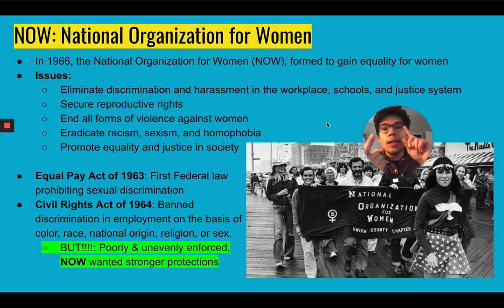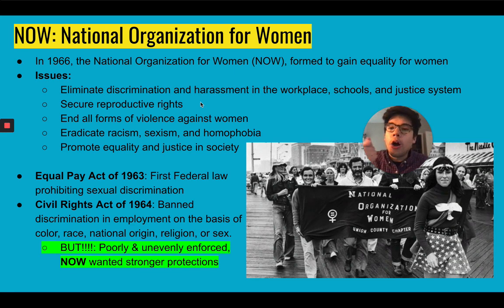Well, they want to eliminate discrimination and harassment, basically everywhere. In the workplace, women are facing harassment. Schools, women are facing reduced opportunities education-wise. In the justice system, women are being discriminated against. They want to secure reproductive rights, right? Reproductive rights, they're talking about birth control there. They want to secure and protect a woman's right to have access to that.